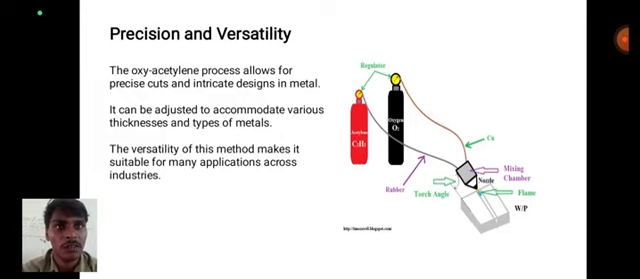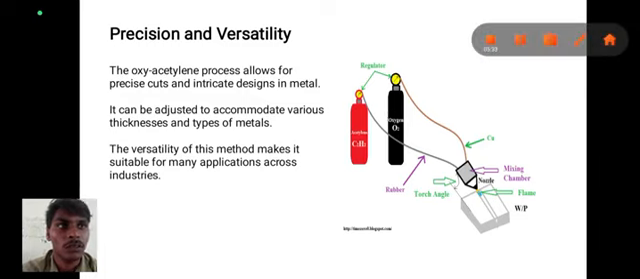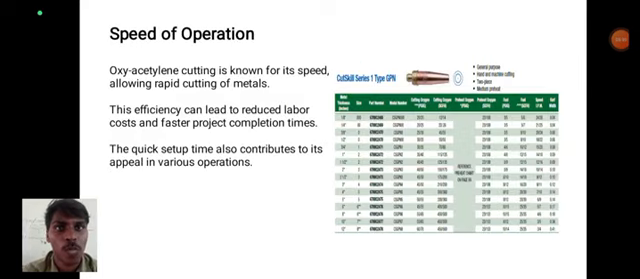This is the picture of the setup: C2H2, oxygen O2, regulator, rubber hose, torch, mixing chamber, flame and the torch.